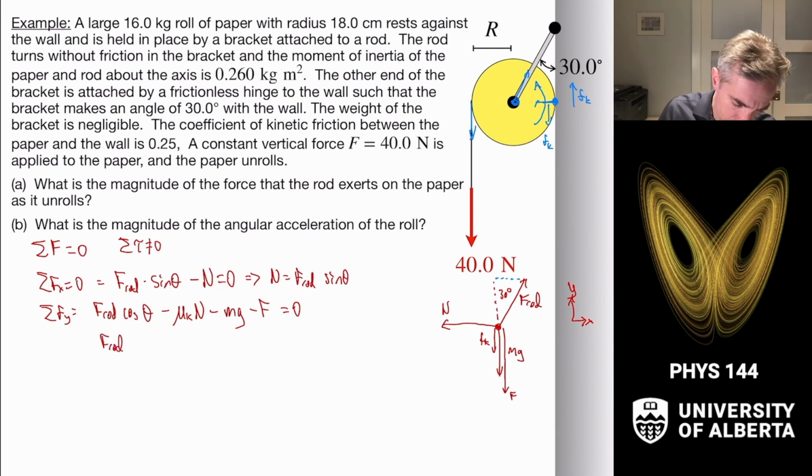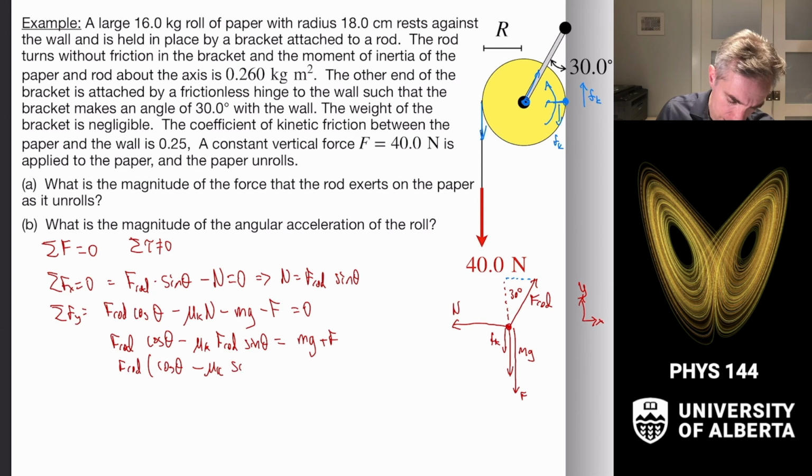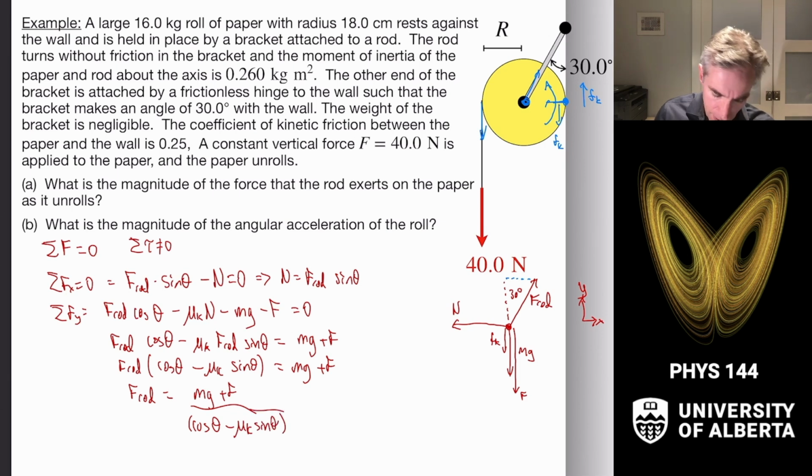So F rod cos theta minus mu k times the normal force, which is F rod sine theta, is equal to, and I'll push these other things over to the other side, mg plus F. I'll factor out an F rod: F rod times cos theta minus mu k sine theta is equal to mg plus the force. And so the force from the rod is going to be mg plus F, divided by cos theta minus mu k sine theta.